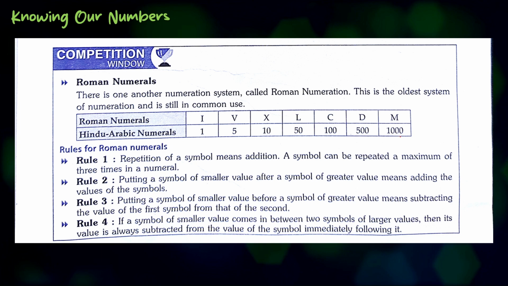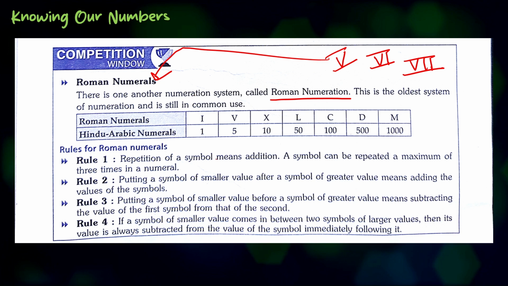So Roman numerals. There is another numeration system called Roman numeration. This is the oldest system of numeration, and it's still in common use. If you observe this, you would have seen this when you write your class. For example, 5th class, you write like this, 6th, and then 7th like this. So what is this? This is Roman numerals.